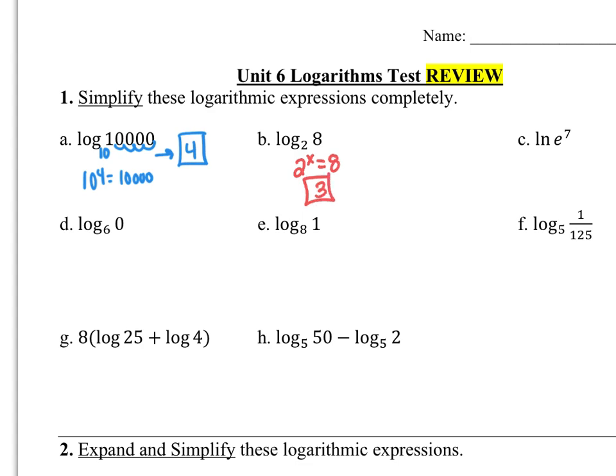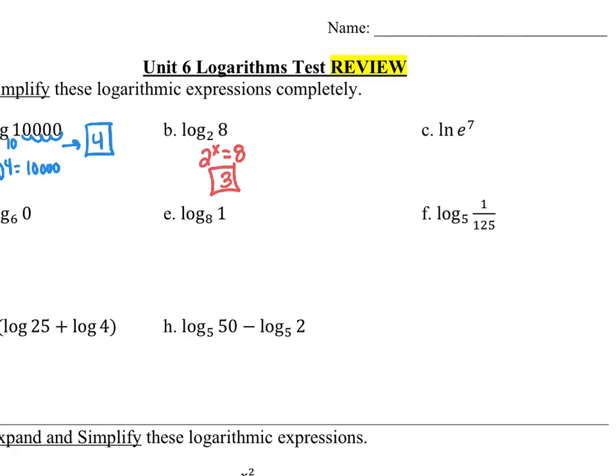Okay, the natural log of e to the 7th. Remember that the natural log is a log with a base of e. So what this really means is log base e of e to the 7th. When the base and the argument are the same, it becomes 1, and we can bring this 7 to the front because that's what we do with exponents in logs. So we have 7 times 1, which means it simplifies to 7.